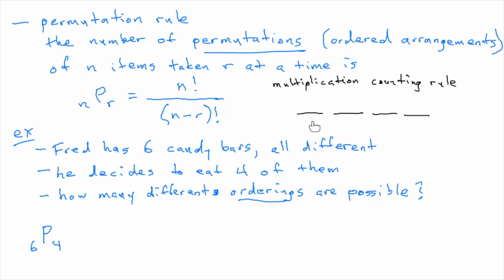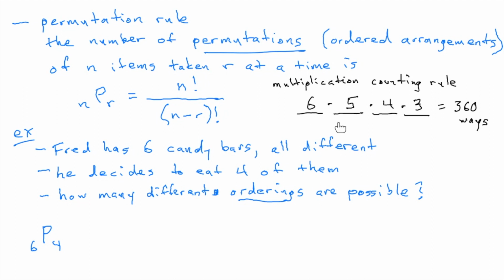And you say, well, aren't there 6 candy bars? Yeah, well, then I guess there's 6 candy bars he could choose. And then how many candy bars are left? Well, only 5. And how many candy bars now? He's eaten 2 of them, so there are only 4. And then there are only 3 left, and he's stopping now because he's only eating 4 candy bars. And this looks like it's 360 ways. So that would be one way you could do it.